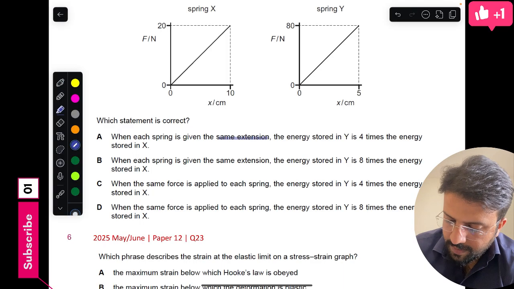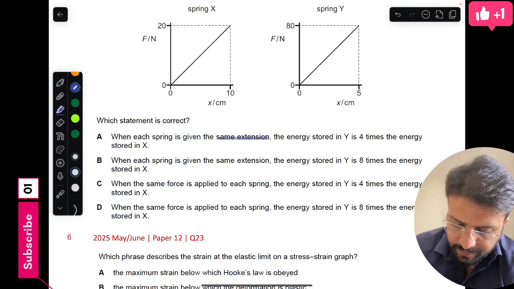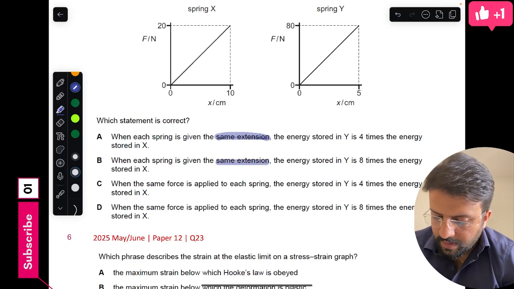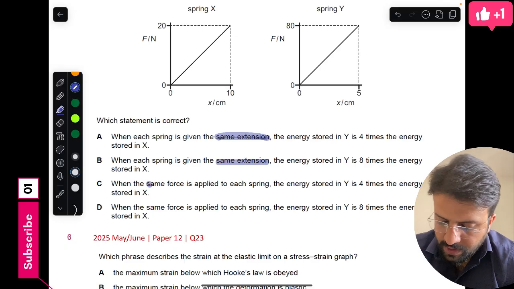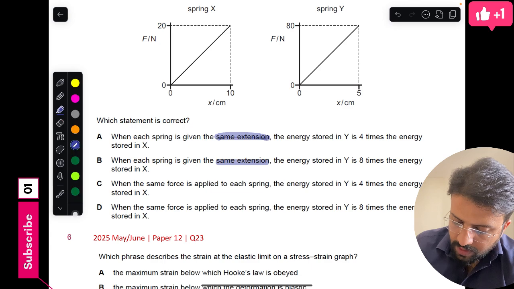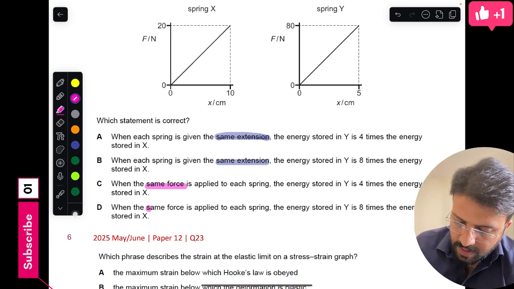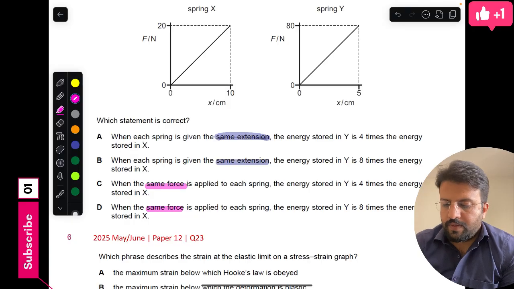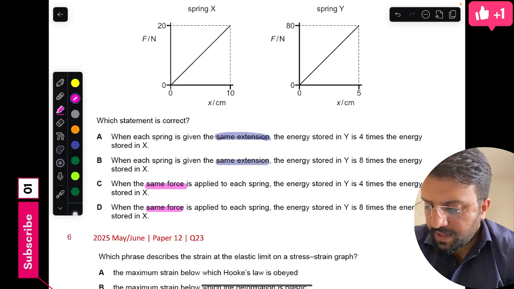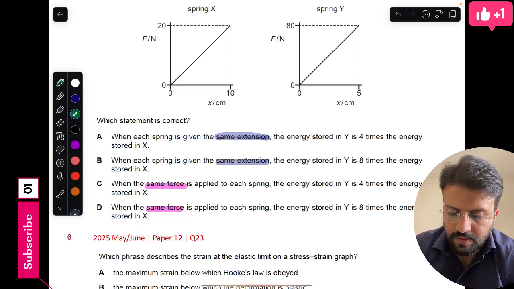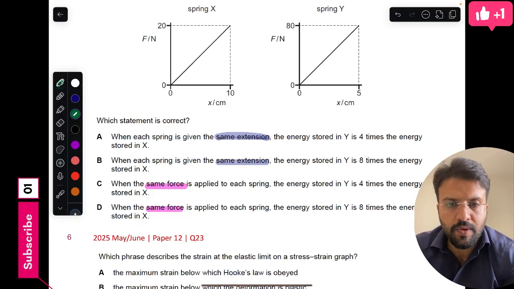This is for the same extension condition. This is also for the same extension. And options C and D are talking about the same force. Okay, so let's look at this. You have to compare the energies of both X and Y. So let's try to sort out whether we can choose option A or B or not.